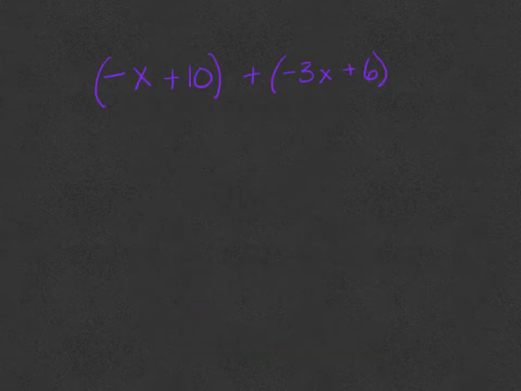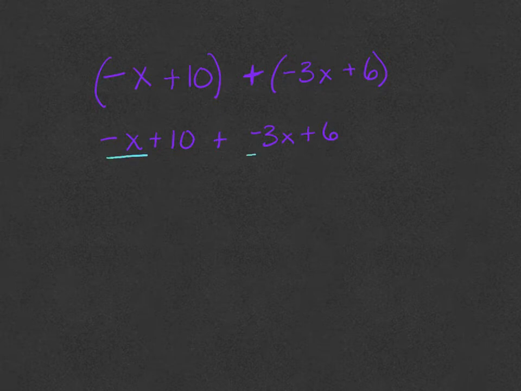Since we are adding, the first step is to get rid of the parentheses. So I'm going to go ahead and get rid of the parentheses. So I have negative x plus 10 plus a negative 3x plus 6. The second step is I need to combine like terms. So I'm going to underline my like terms. So I have x and negative 3x. So I'm going to put them next to each other. So negative x minus 3x.